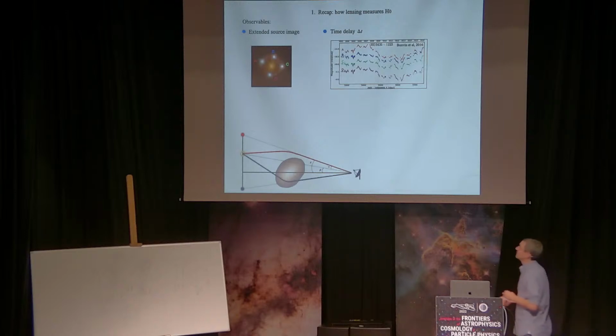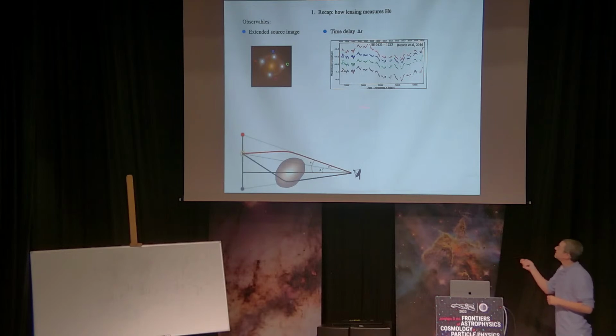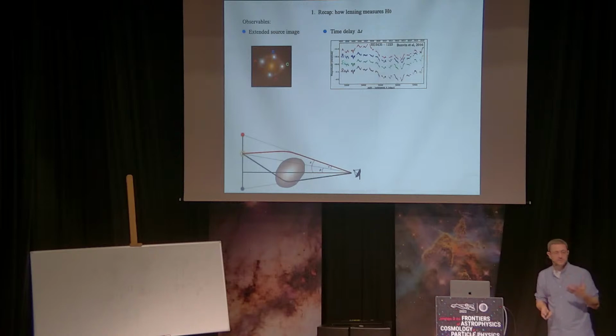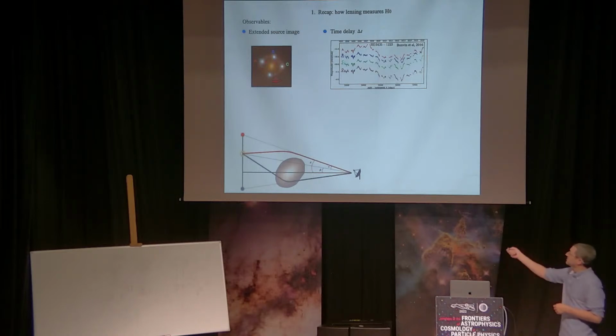To remind what they're doing. So we have an extended source image, and we have a time delay, delta t, that Matteo already described. Time delay is simply these quasar images that you're seeing here. They have a light curve that is changing with time. You get essentially copies of the same light curves shifted in time, and you can find the time shift, supposedly. There are some challenges related to microlensing in these time delays, but hopefully they can be overcome and you can measure it.